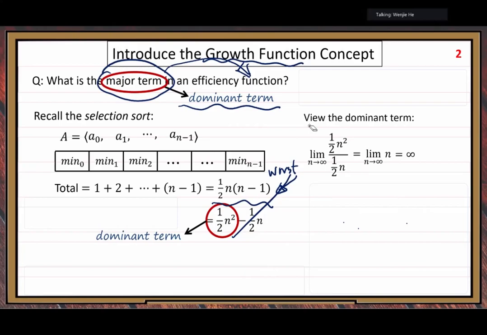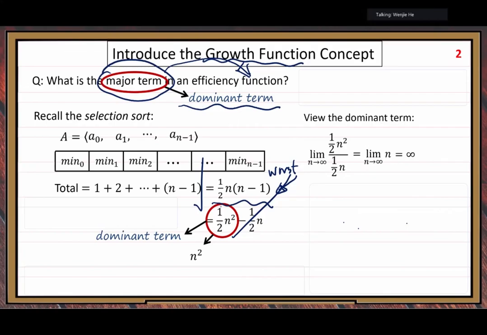How strong is the dominance here? So strong. This infinity tells you the dominance is very strong. Okay? All right. That's the first round. So we only take the dominant term for the first round approximation. Then the second round, okay?